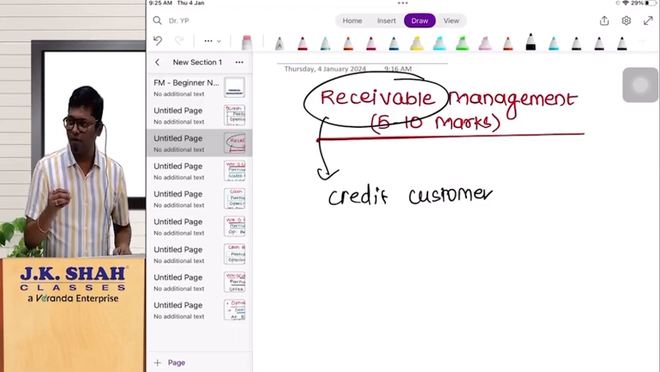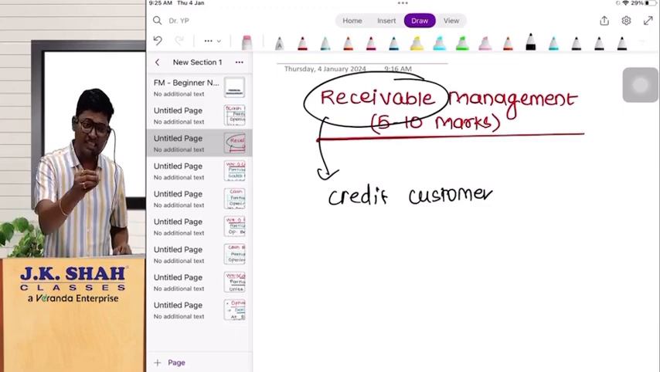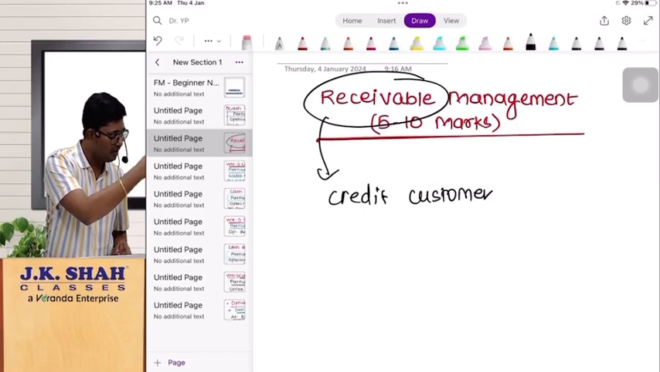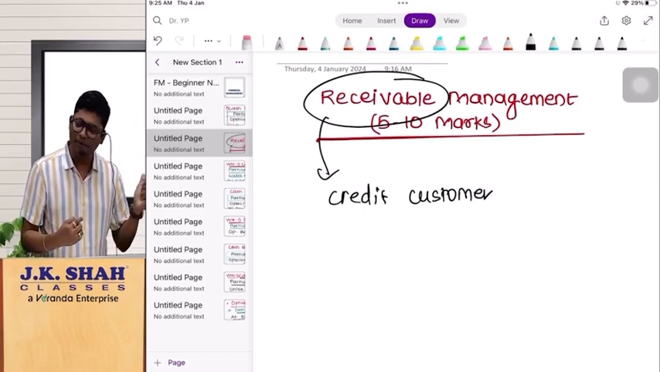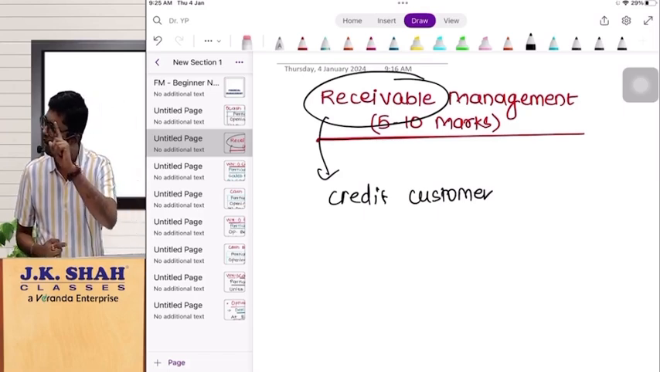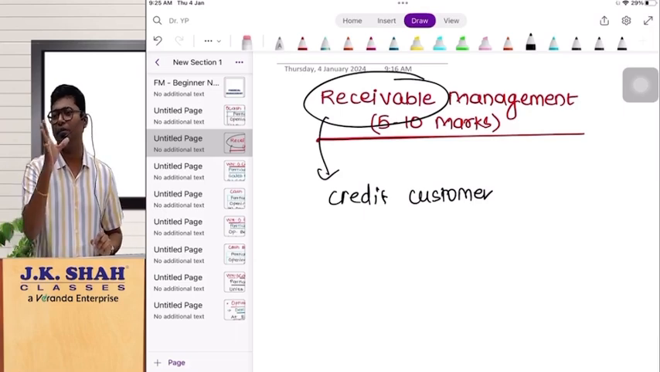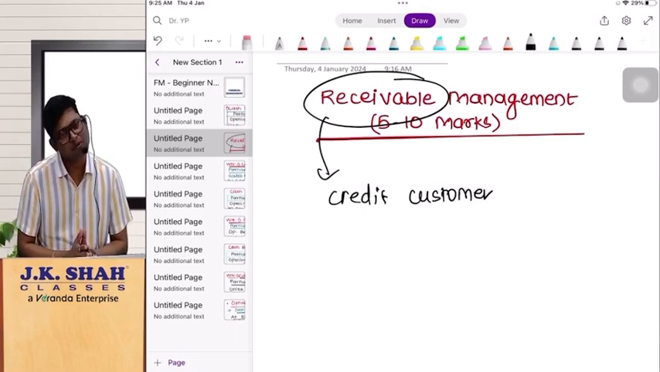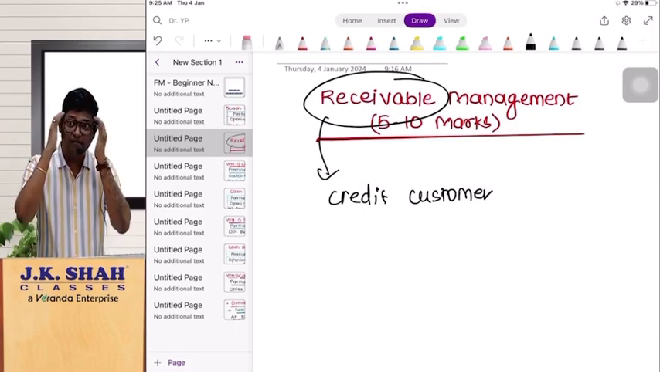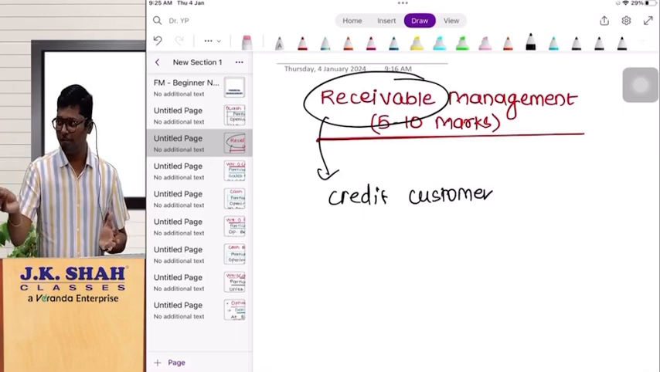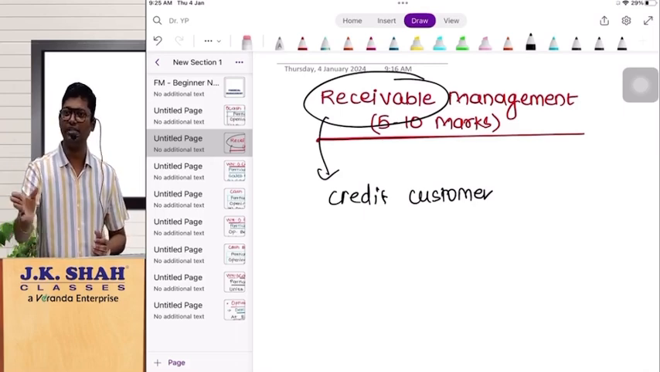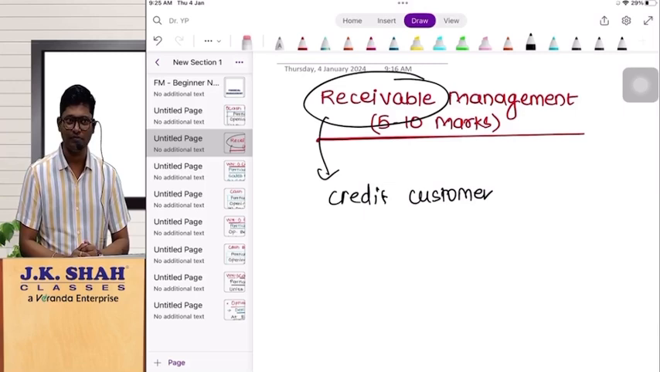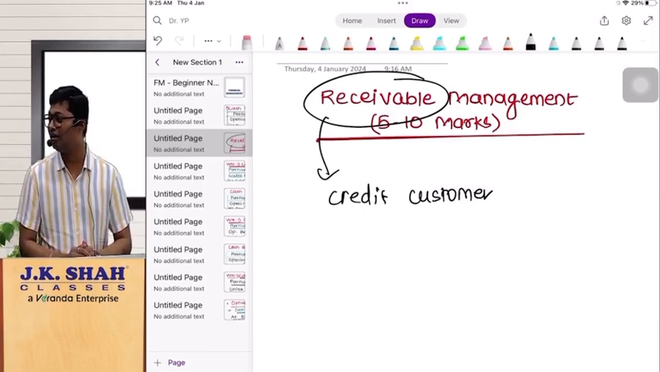Now, if I want to become successful in the market, I have one more option. My competitor is offering a credit period of 1 month. If I offer a credit period of 1.5 months, customers will come to me. It is a very logical thing. See, if JK Shah Classes says attend all the sessions and then give fees, the number of admissions can be improved. But there is one more risk involved here, and that is called the risk of bad debts.